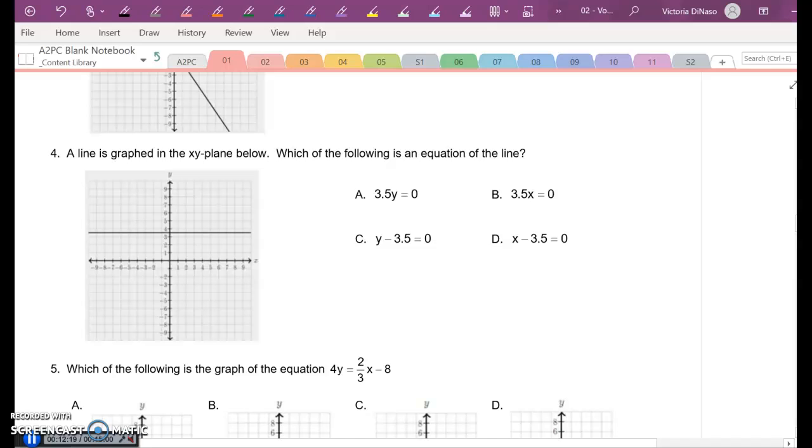Right, number 4, it says a line is graphed in the xy plane below. Which of the following is the equation of the line? So if you see, my line is going through the y-axis. That's one thing that we see. It's going through the y-axis. So therefore, we can't have anything to do with x. So I can go ahead and cross off B and D. Nothing to do with x because it's going through the y-axis. I see that it doesn't have a slope, so perfect. No slope.